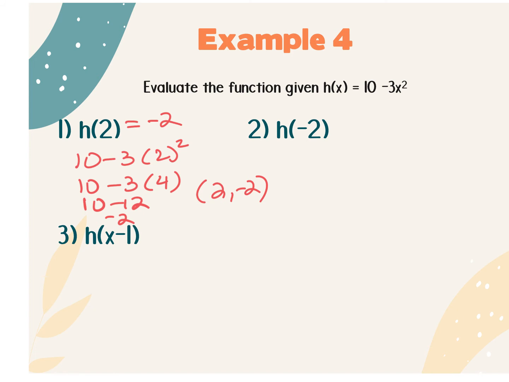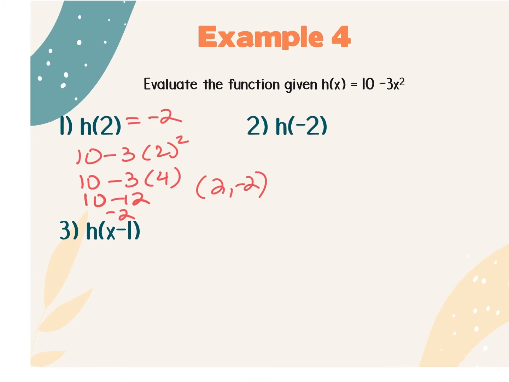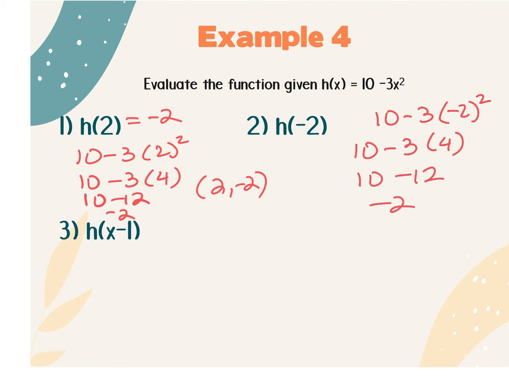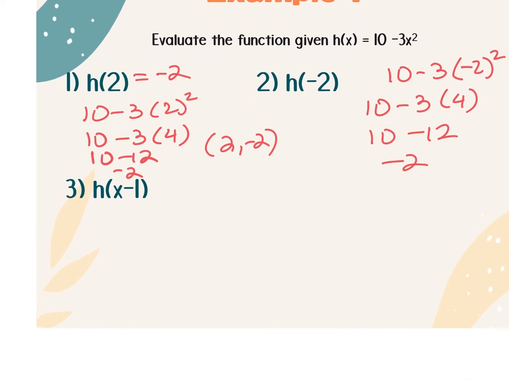Do the same thing. Plug in negative 2 this time. 10 minus 3 times negative 2 squared. Do the exponent first, then multiply. Minus 12, and I get the same answer. Is yours? Yes. All right, next we're going to plug in an x minus 1.